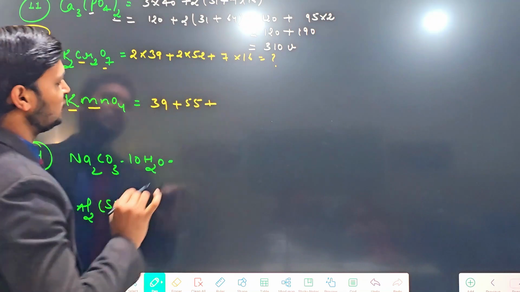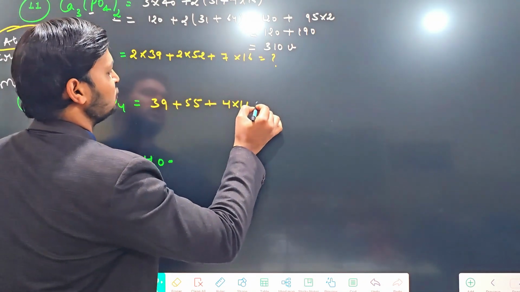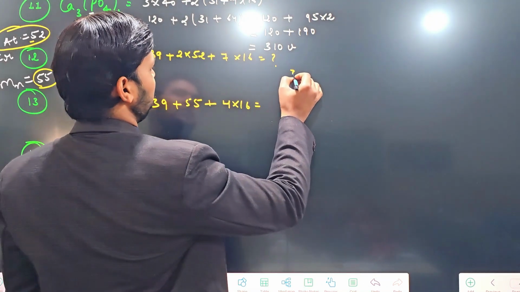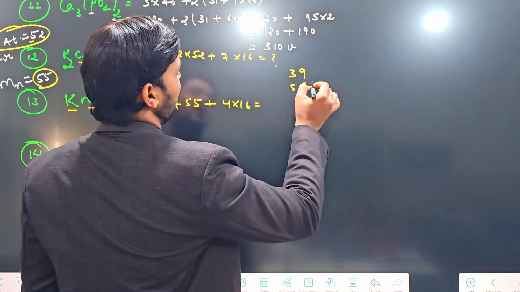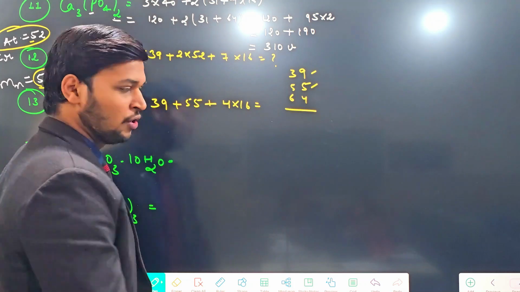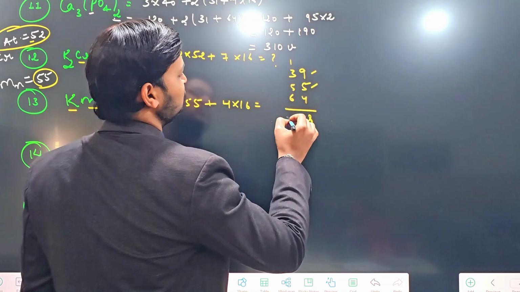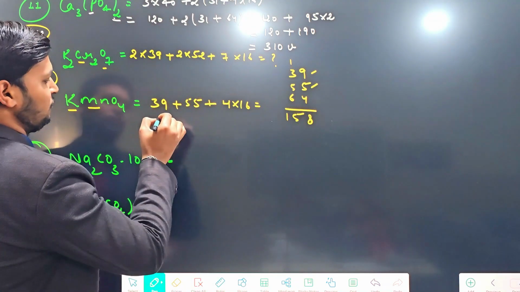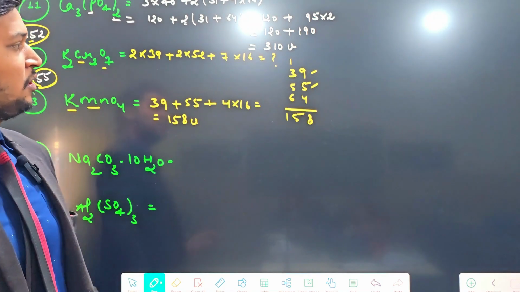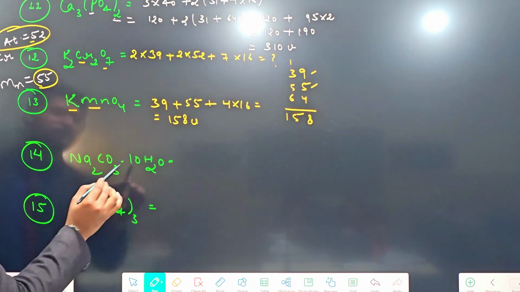How many atoms of oxygen are here, beta? 4. So 4 multiplied by 16. How much will you get? Let's do the calculation over here. Look at here, beta. 39, 55, and then 16 times 4 is 64. 9 plus 5 is 14, 14 plus 4 is 18. Carry on 1. 3 plus 1 plus 4 is 8, 5 plus 9 is 14... 158. Correct, na?